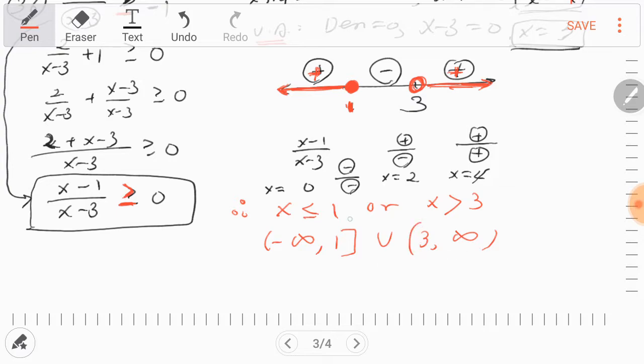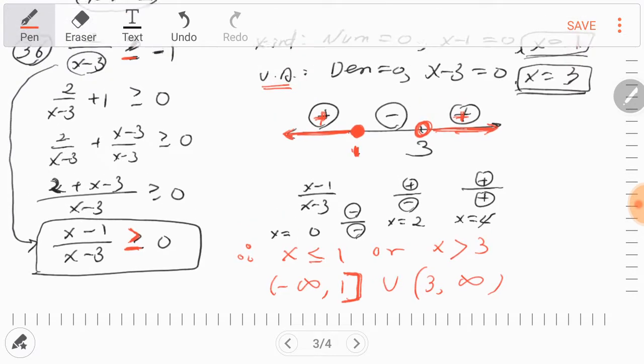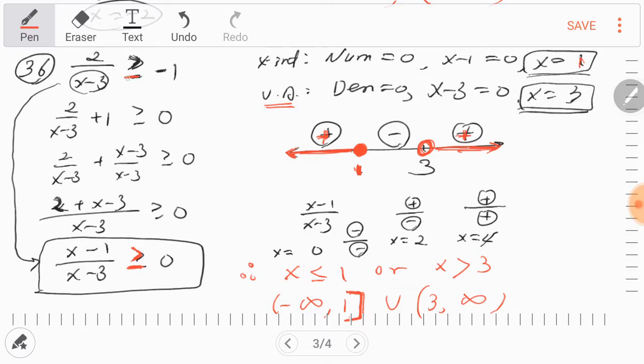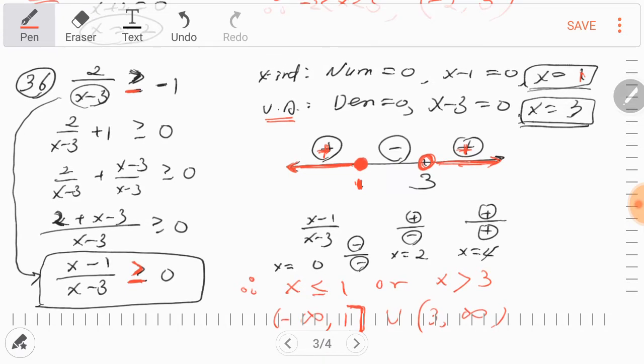Okay, so this is important. If the inequality contains an equal sign, then we include the x-intercept, but do not include the vertical asymptotes. Okay, so this is important. All right.